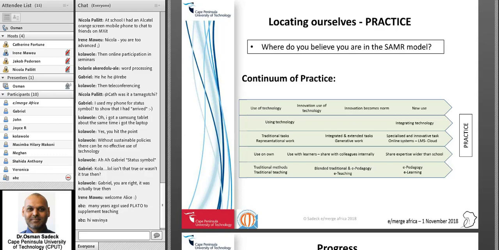When I look at the next stream or the next thread that we put on there, it is that when we start our practice, we generally start to use it on our own. And after using it on our own, we tend to then start to use it with colleagues, and we start to use it with learners or with students. And then we find that we become part of those people who start sharing what we do. In this case, in our study, we said wider than the school, but it's the type of thing that starts happening at university as well.